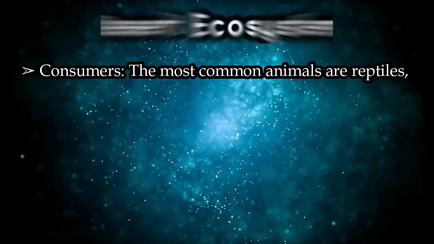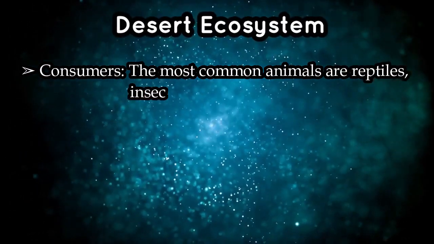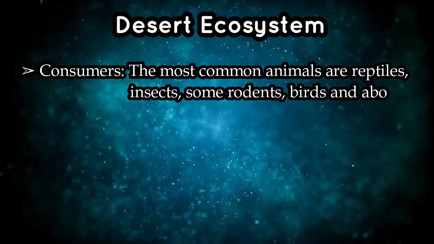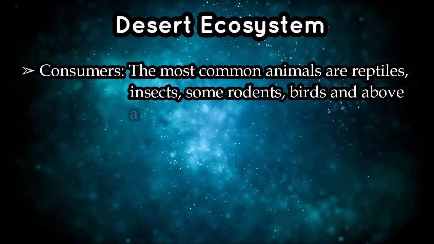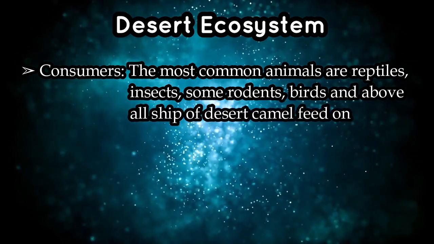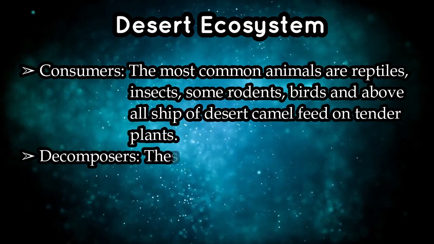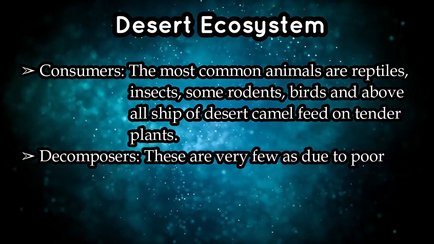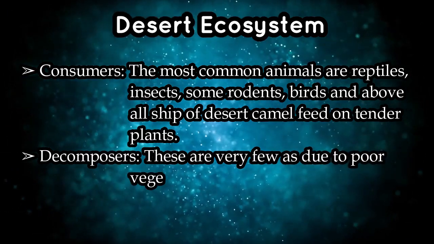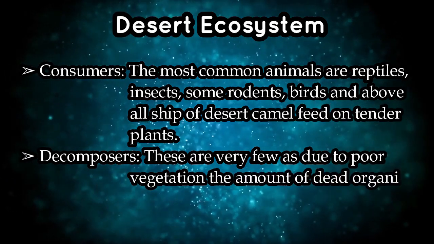Okay, one is producer, other is consumer, third one is decomposer, right? Now producers are of two types, autotroph and heterotroph, but here we will generalize the producers in such a way that, what plants and what type of bushes are present inside the desert, right? So desert basically contains shrubs and different types of bushes which are basically thorny in nature.